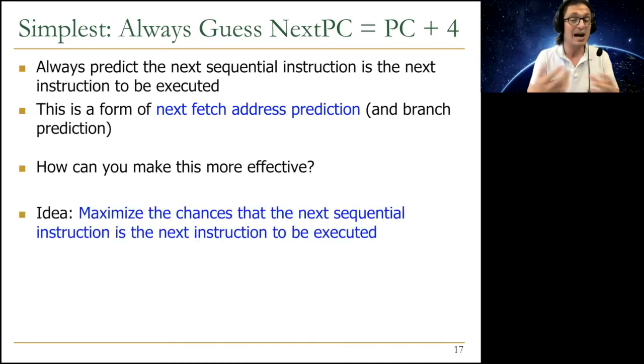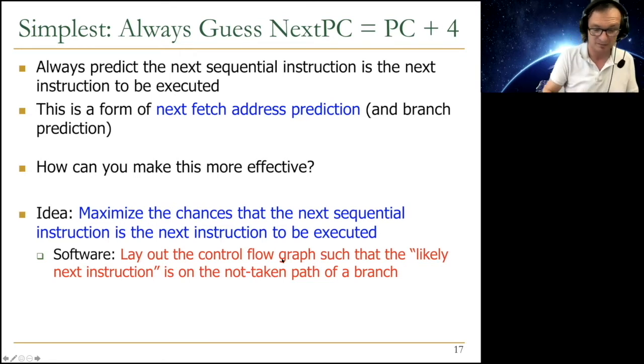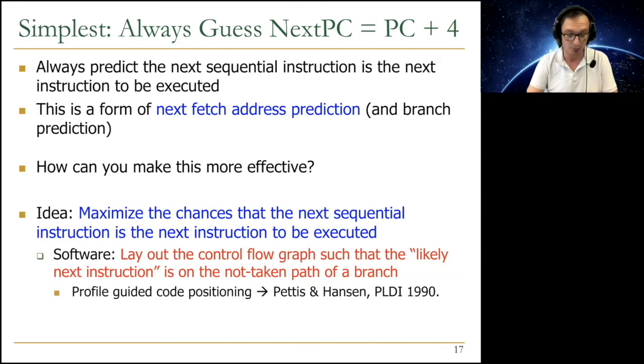Basically, the compiler, for example, can maximize the chances that the next sequential instruction is the next instruction to be executed. So software, the compiler or the programmer, can lay out the control flow graph such that the likely next instruction is on the not taken path of a branch. This is actually a cool idea. It's called profile guided code positioning. It was developed by Pettis and Hansen in PLDI 1990, if you're really interested in looking at it. And many existing compilers do this today.